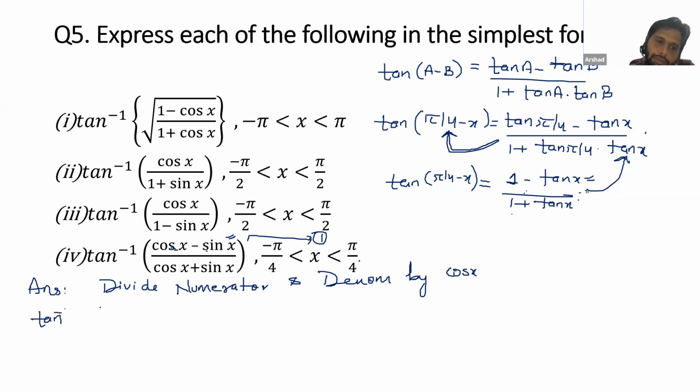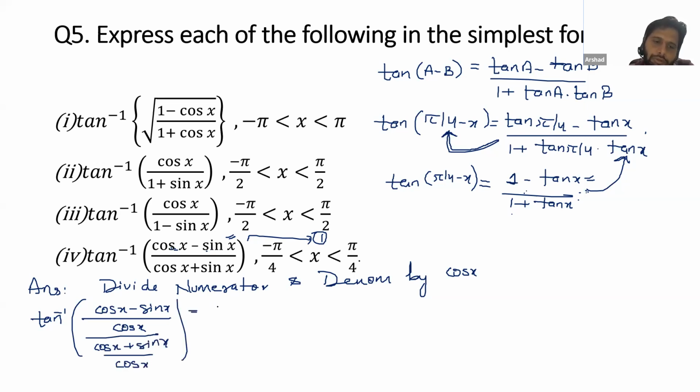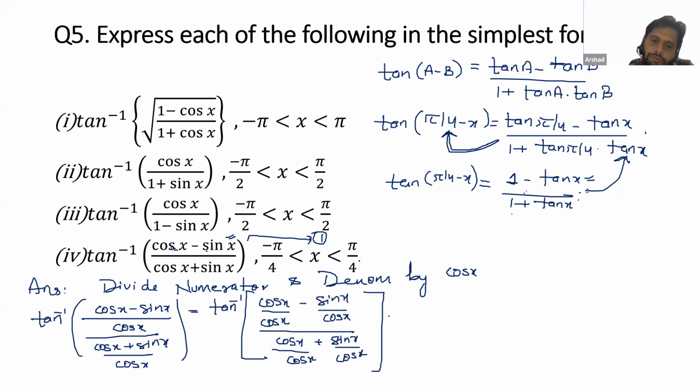Check here. Here you have tan inverse of cos x minus sin x in the numerator, and in the denominator cos x plus sin x, all divided by cos x. This is equal to tan inverse. Here you will separate this. You will get cos x by cos x minus sin x by cos x, and in the denominator cos x by cos x plus sin x by cos x.